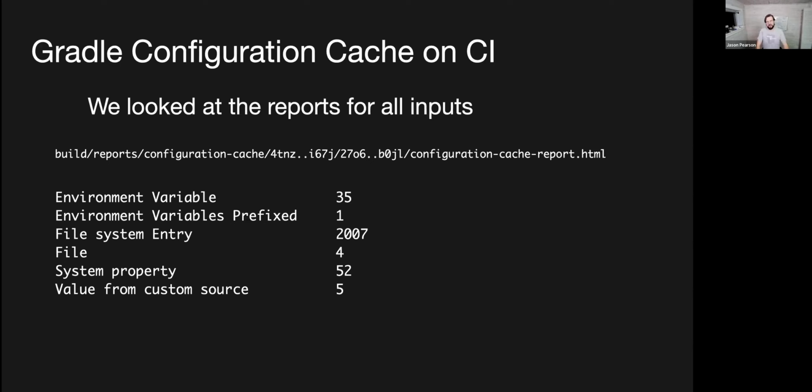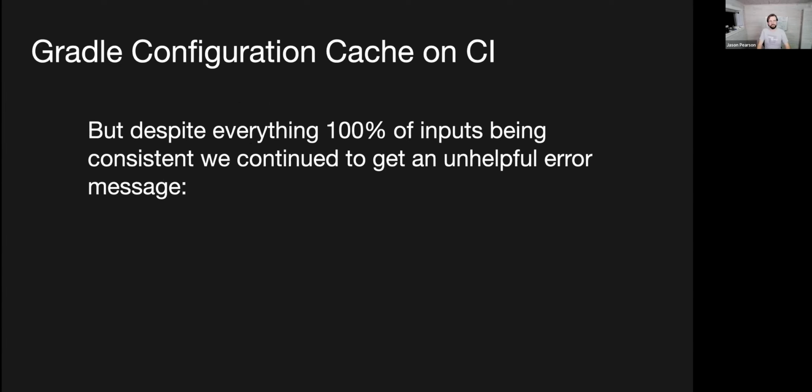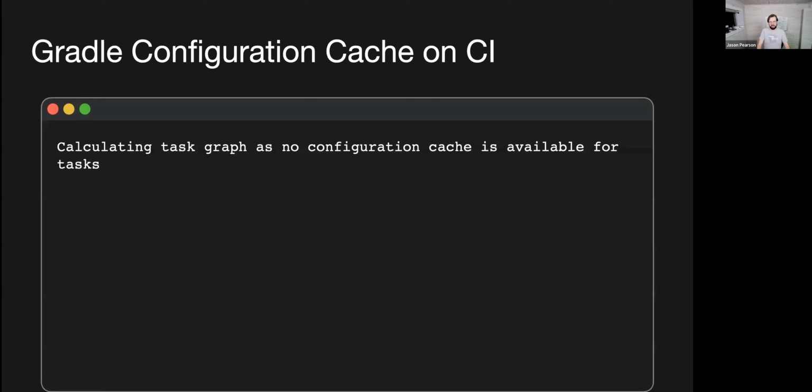We looked at all the inputs that configuration cache used, thousands of file system entries, dozens of environment variables and other things, and we made sure that they are exactly consistent across builds. You can look at a configuration cache report whenever configuration cache is enabled but doesn't work in a directory like this. But despite everything, we continued to get the unhelpful error message that no configuration cache is available.